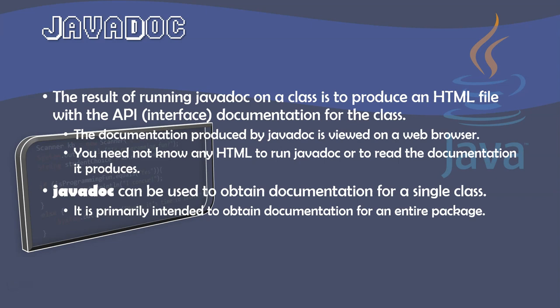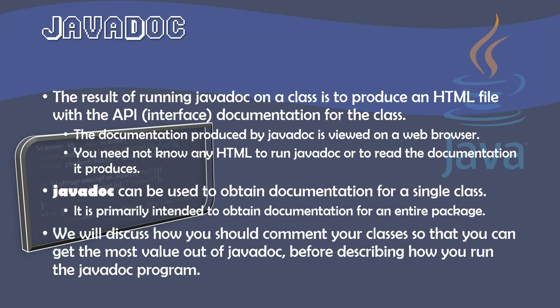JavaDoc can be used to obtain documentation for a single class, though its primary intention is to obtain documentation for an entire package. All right, because a lot of times we're using these for things like APIs and stuff like that, so it's a library of classes that we're going to use. Now, we will discuss how you should comment your classes so you can get the most out of JavaDoc, and then how you can run the JavaDoc program.